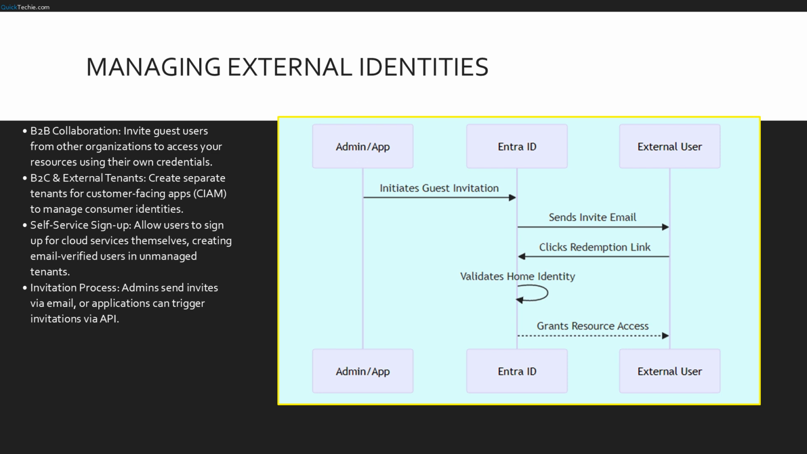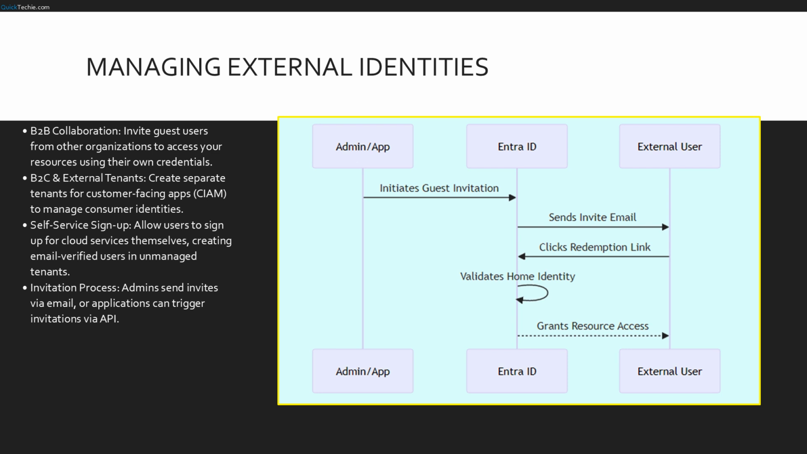For customer-facing applications, you might use external tenants, formerly B2C, which provide a separate directory optimized for consumers. You can also enable self-service sign-up, where users create their own identities based on their email domains, which is useful for viral adoption of services. When inviting B2B guests, the default process involves sending an email invitation, which the user redeems to establish a link to your tenant. This sequence diagram details the B2B invitation flow.